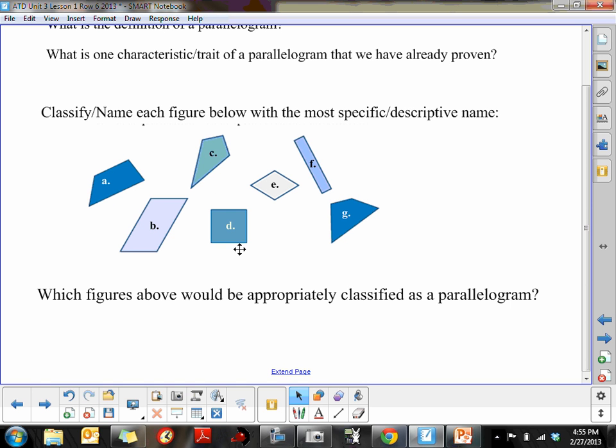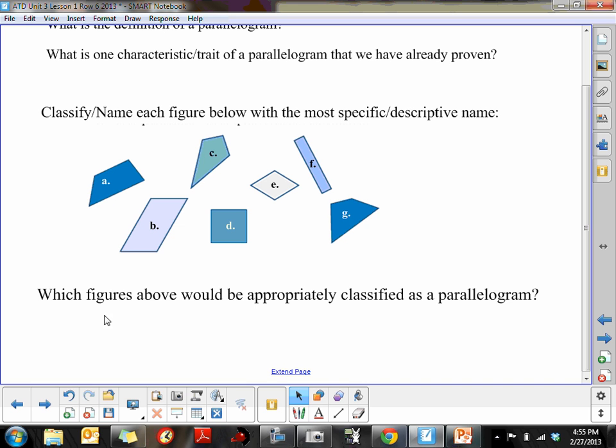In letter D, that is most commonly recognized as a square. And letter E is a rhombus. A rhombus is another type of parallelogram, just as a square is, but it has four congruent sides. In letter F, a rectangle is the most descriptive name for it. It also fits into this category of a parallelogram. And letter G is just a quadrilateral. It doesn't have any special characteristics for which we design a name. So it's just simply a quadrilateral.